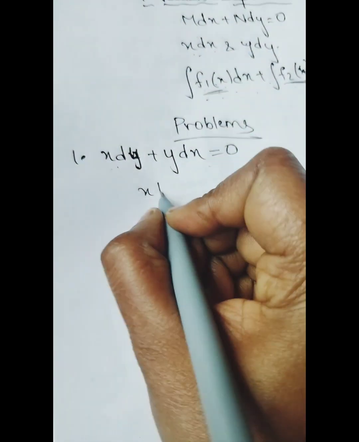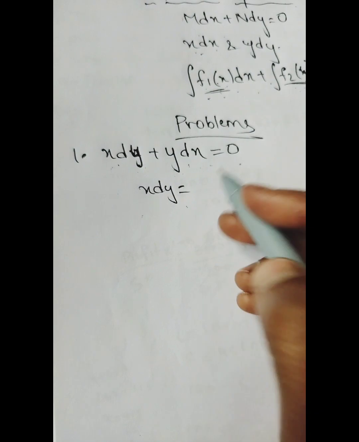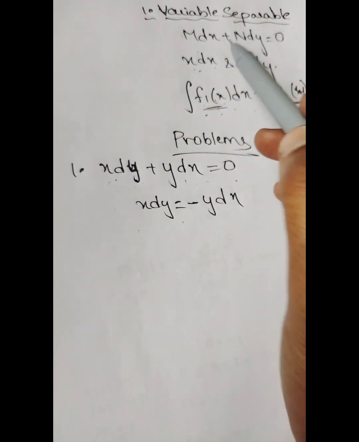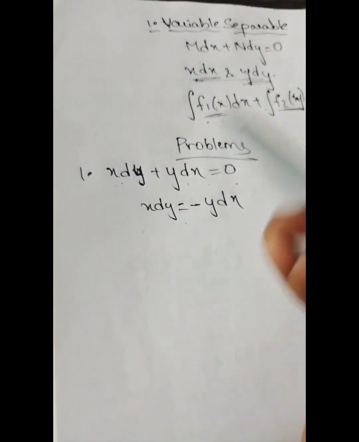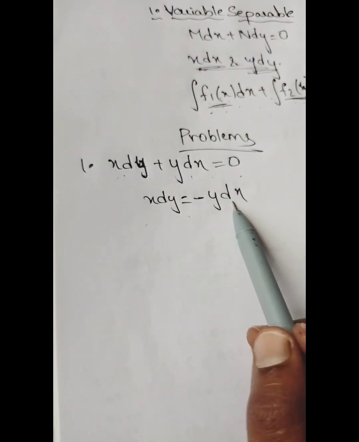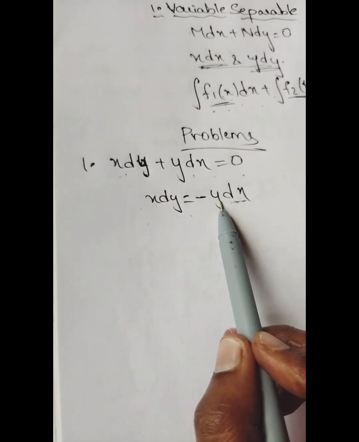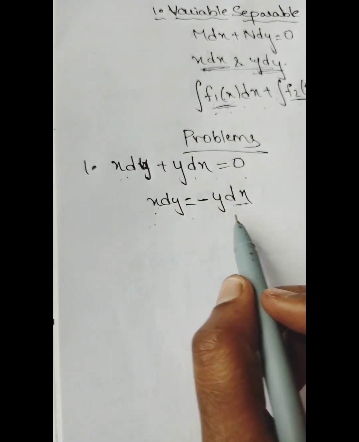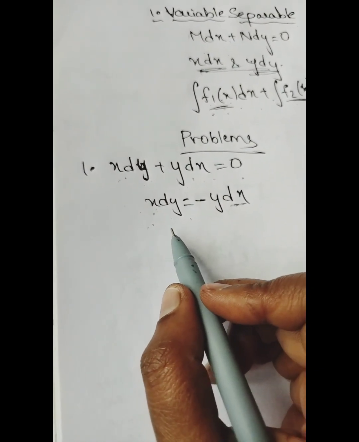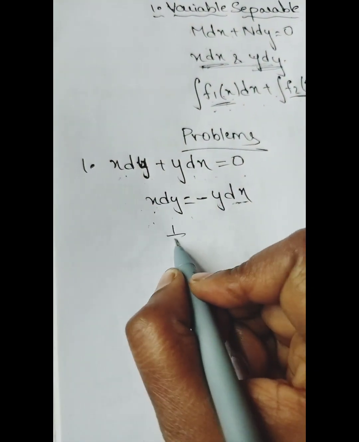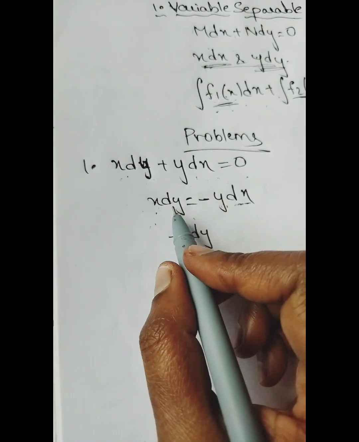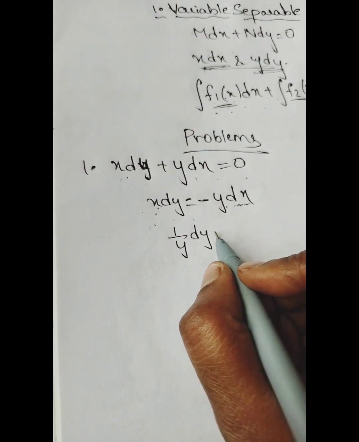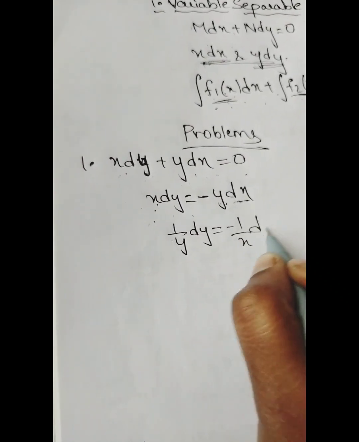Now x dy equal to, I am sending this y dx to the right hand side. So what you will get? Minus y dx. Next, as we have discussed here, separate the x dx and y dy terms. Here I have the dx term, so I will bring this x to the left hand side and send this y to the right hand side, so that you will get x and y terms separated. Bring this y here, so it becomes 1 by y dy. And take this x to the right hand side, so you will get minus 1 by x dx.